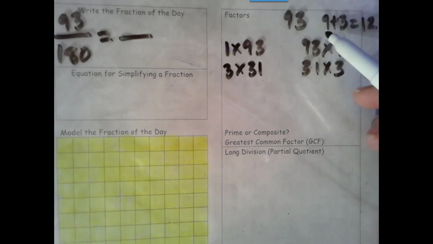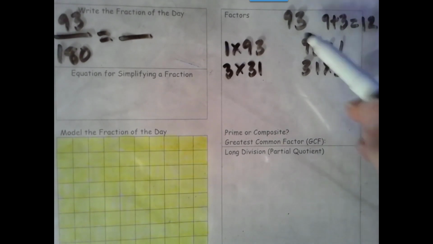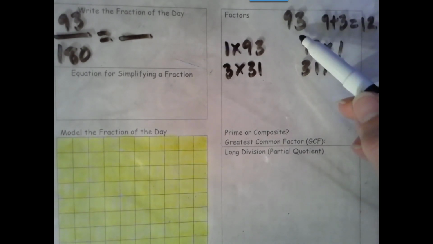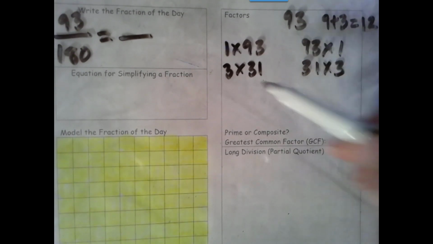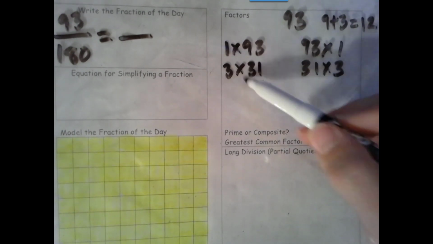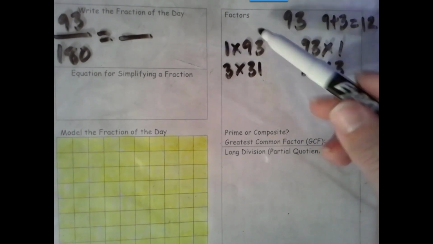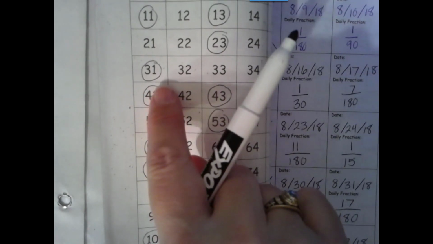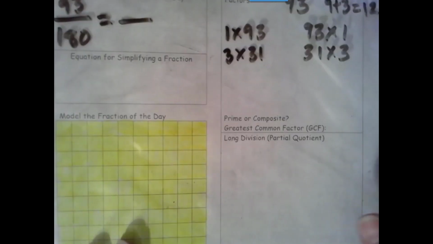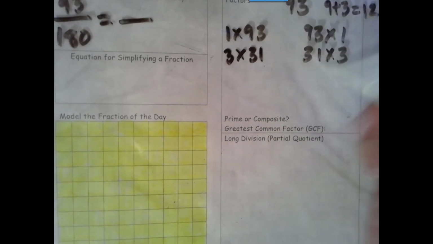The rule for 9 is the same as 3. We add the digits together, we get 12. 12 is not a multiple of 9, so 9 is not a factor. We try 11. 11 times 8 is 88, then 99. So 11 is not a factor. I'm going to check to see if 31 may be prime, because if we've gone in order and our second factor is prime, then we are done. 31 is prime, so that means we're done.